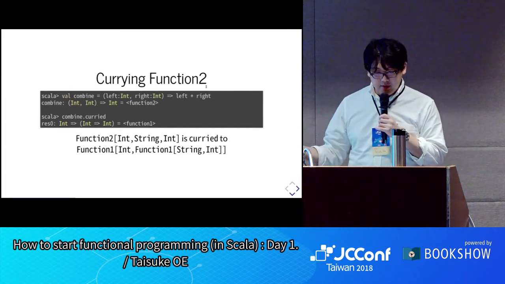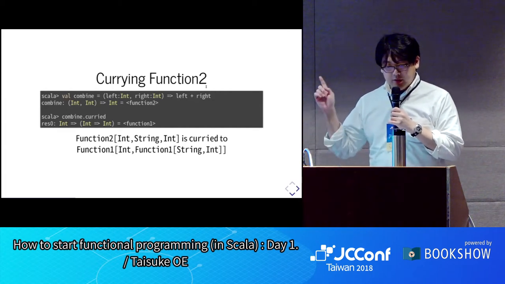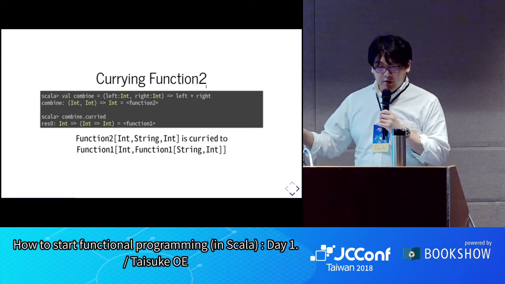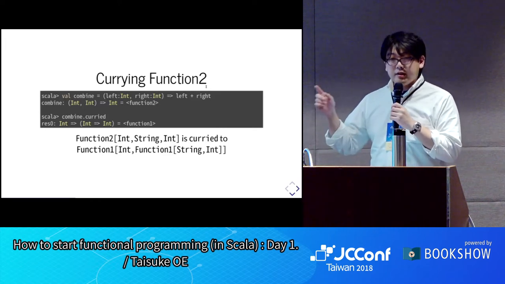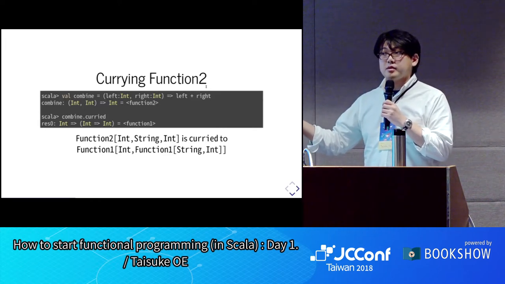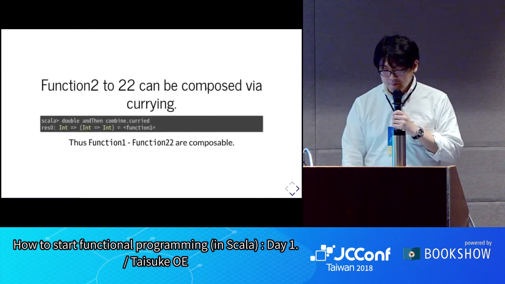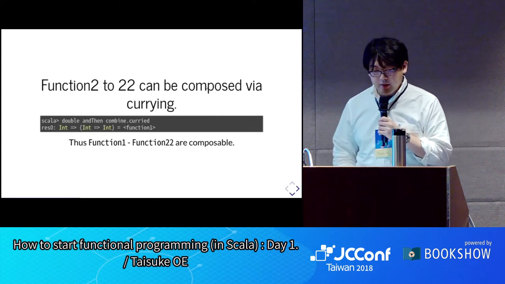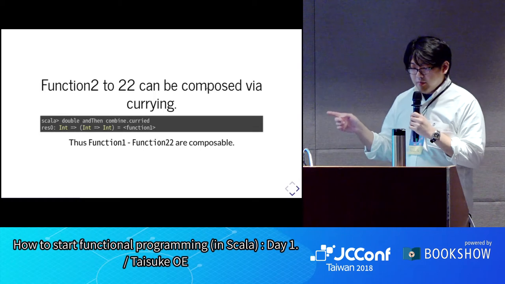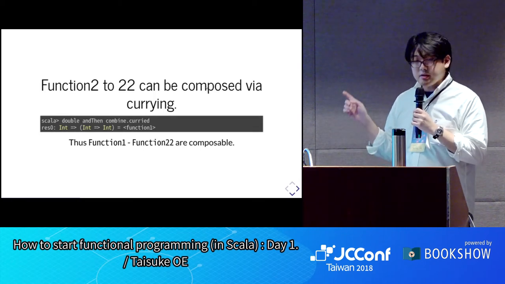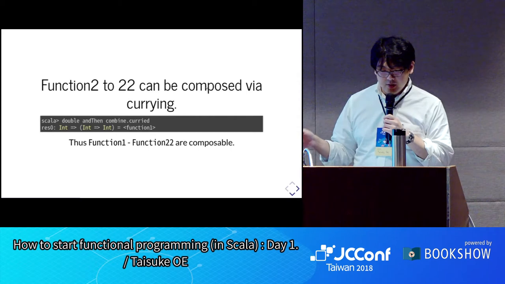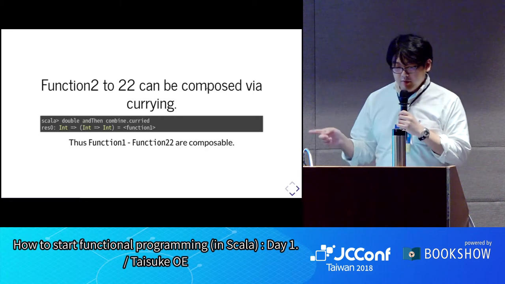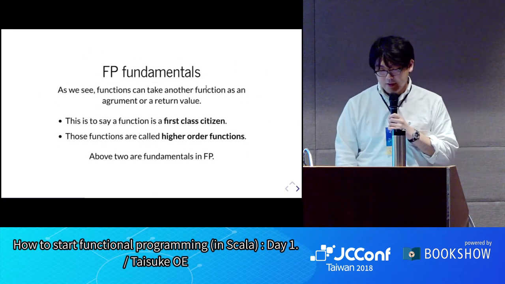However, it has the curried method. If you call the curried method of that Function2, it will be converted to Function1, a Function1 instance that returns another Function1 instance. That is the key. That's why Function2 to Function22 can be composed via currying. Double andThen combine.curried is a valid expression because combine.curried returns a Function1 instance. That's why Function1 to Function22 are very composable.